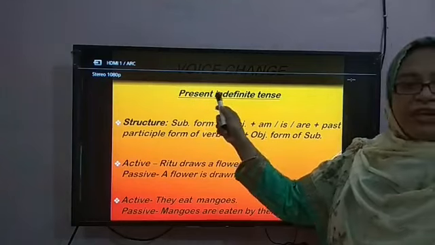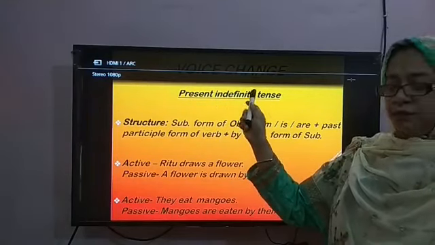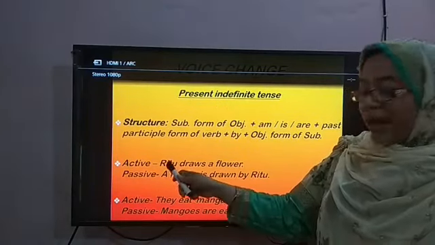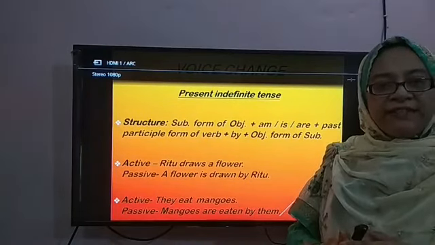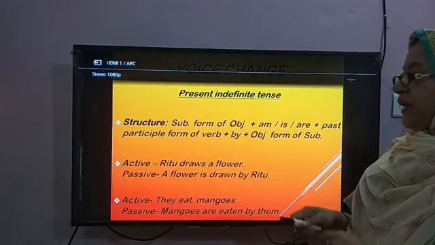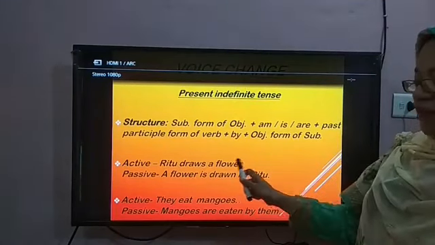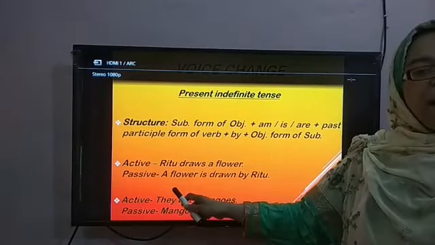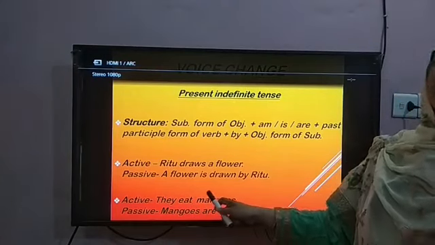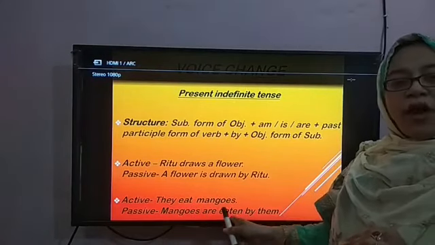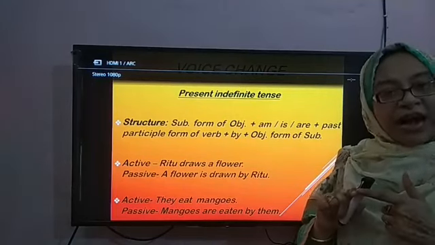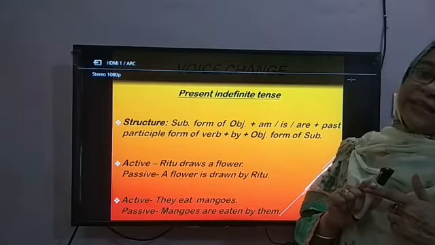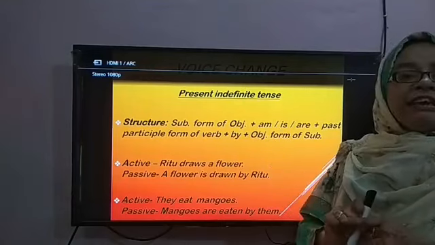This is the present indefinite tense. If you understand this one, then it will be easy to understand the other rules. Okay, look at here. Ritu draws a flower. So answer will be a flower is drawn by Ritu. They eat mangoes. Answer will be mangoes, so plural, mangoes are eaten by them. Now we go to the next slide.